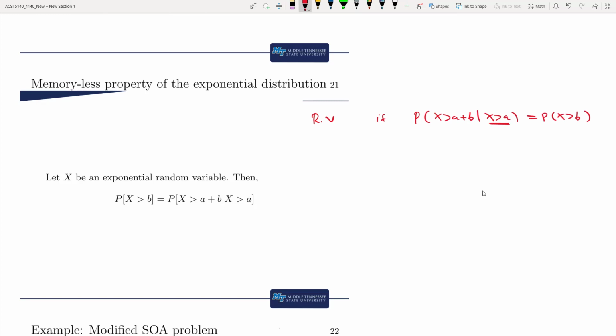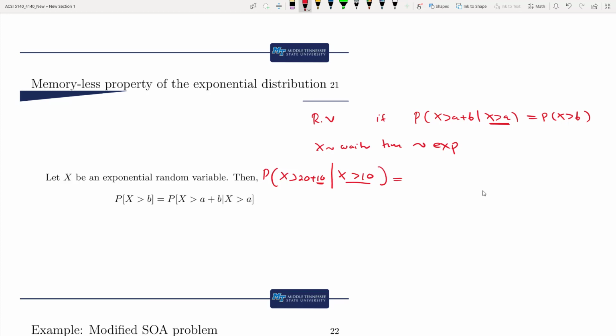For example, let's say your x is waiting time, and it is exponentially distributed. Now let's say you waited 10 minutes, and what's the probability you had to wait another 20 minutes? So you already waited 10 minutes, and what's the probability of you waiting another 20 minutes, given that you know that you already waited 10 minutes?